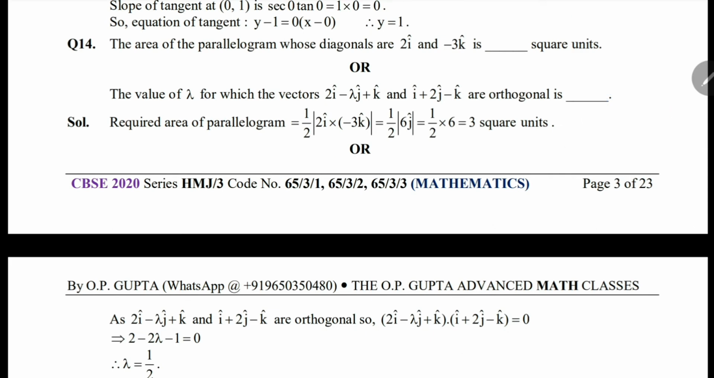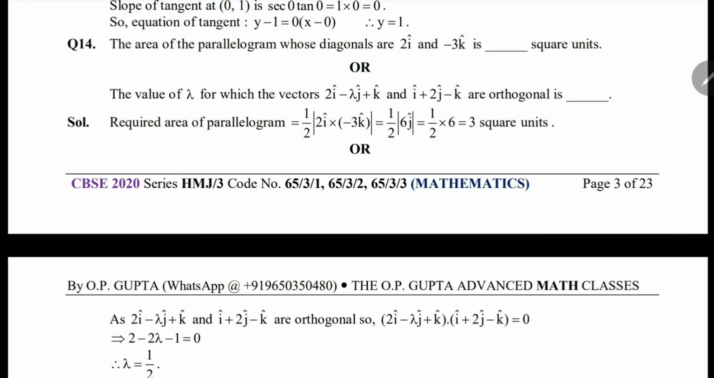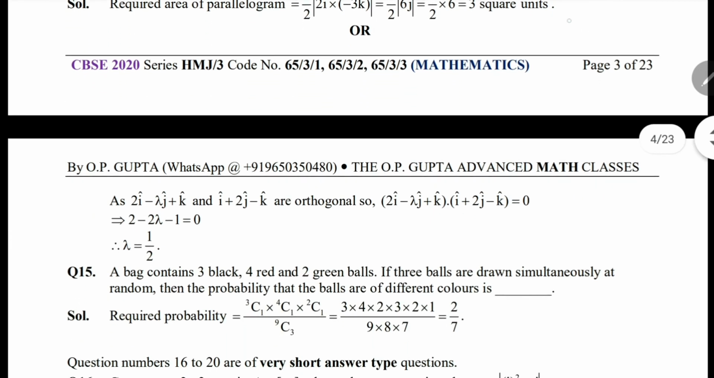As you can see, I have done the same thing, and the area of this parallelogram will be 3 square units. Okay, we have an alternative in this problem. They want you to find the value of lambda for which these two vectors are orthogonal. Orthogonal means the vectors are perpendicular to each other. Now if you know, when two vectors a and b are perpendicular to each other, then their dot product must be 0. That means we just need to consider the dot product of these two vectors in order to obtain the value of lambda. So that is what we are going to do here.